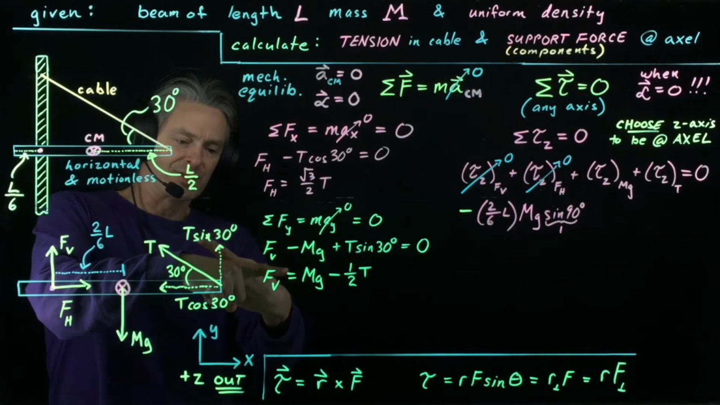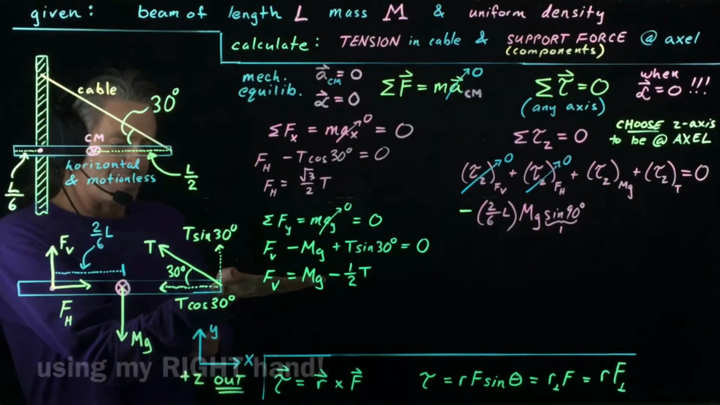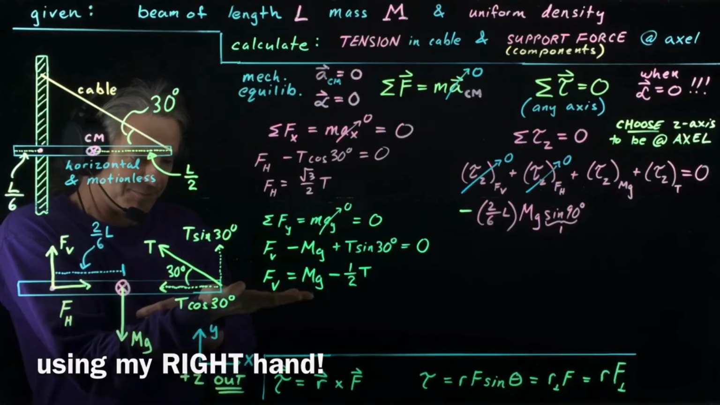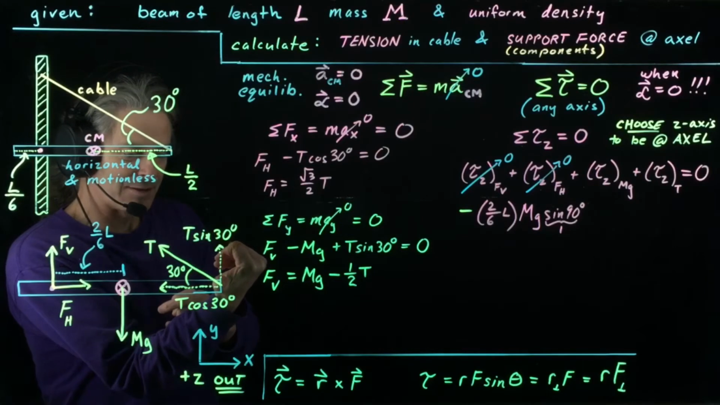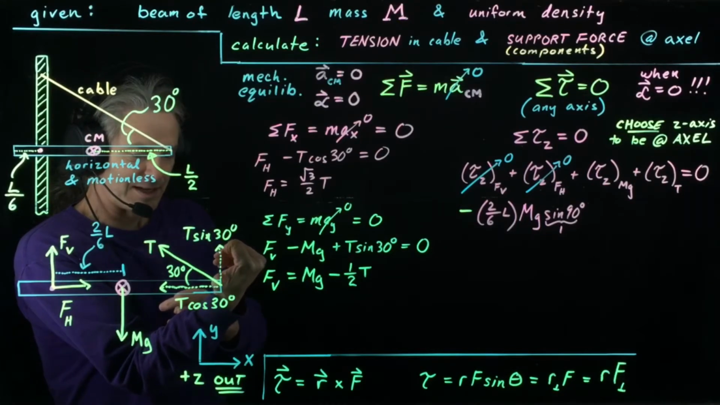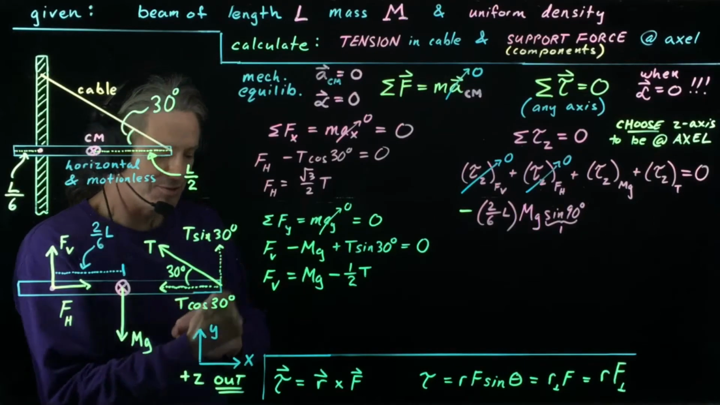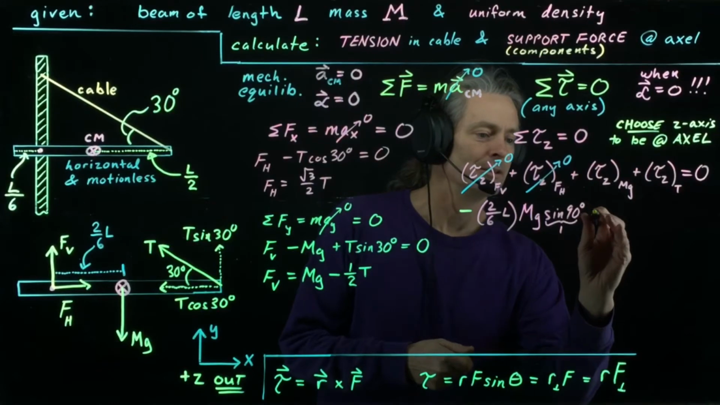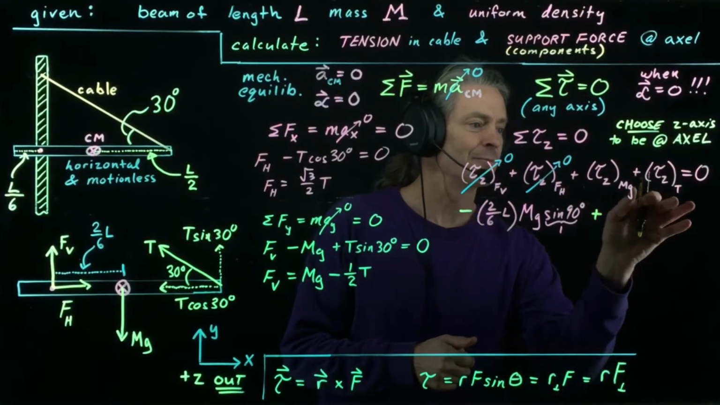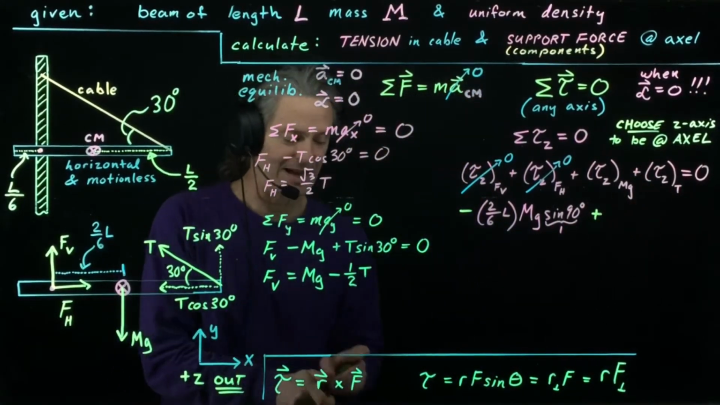I put those directions together, stick my thumb in the direction of the first vector, curl it into the direction of the second vector. My thumb points out toward you. All right, so the torque produced by the tension is out toward you. That's in the positive z direction. So I'm going to write plus, before I put in the amount, the magnitude of that torque.